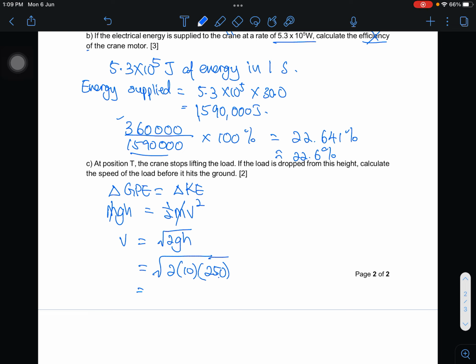So let's calculate this. 20 times 25, square root of 500. Answer is 22.360 meters per second. Round it off to 22.4 meters per second.